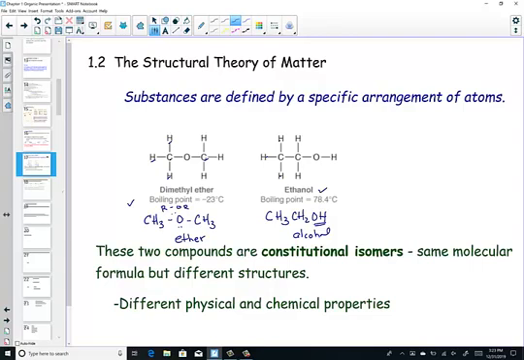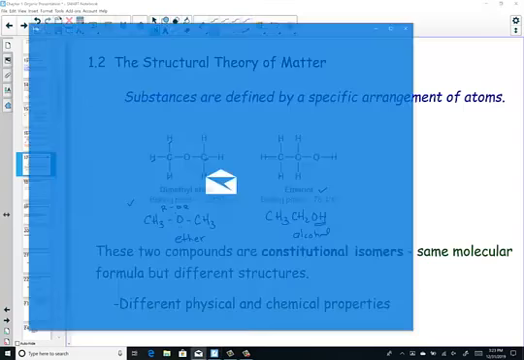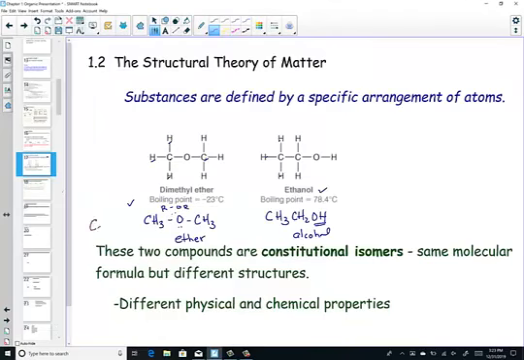When you reduce down this formula, notice that there are 2 carbons, that there are 6 H's, and there's an oxygen, C2H6O. Same thing over here. When we reduce this down, C2H6O. These 2 compounds, although they have the same molecular formula, they're hooked together in a different order, making them constitutional isomers. And that is a very important key term. It will come up over and over again in future chapters.